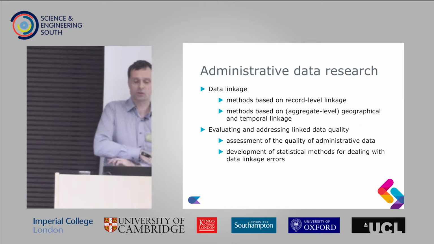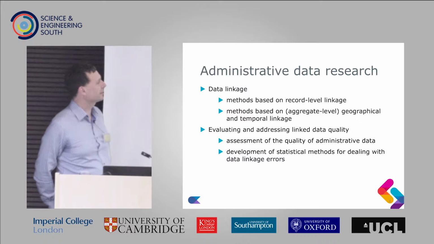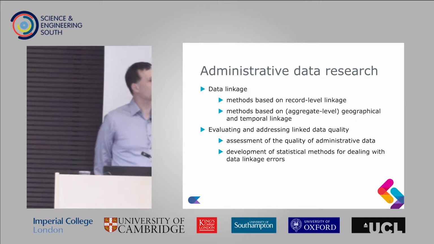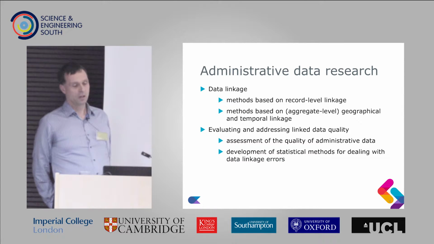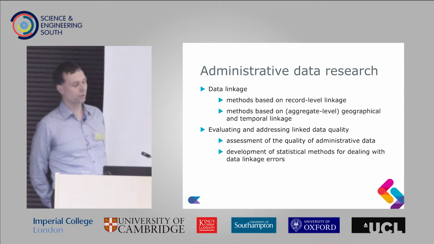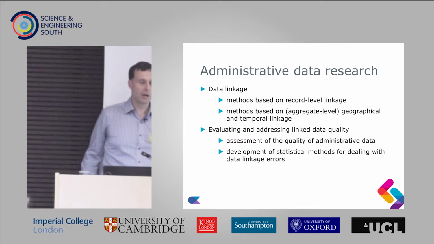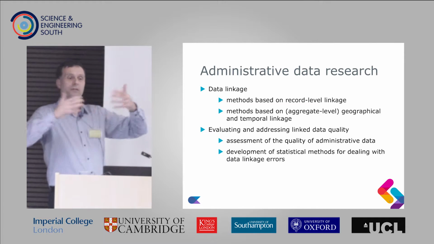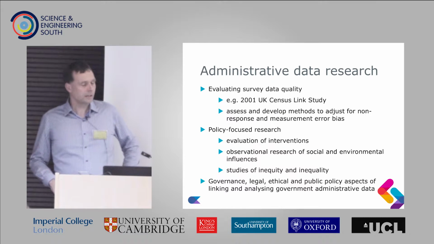Again, some more methodological research that's going on is, once you've done the linked data set, you've got to evaluate and assess the quality of the linked data set. In particular, just as people working with survey data spend a lot of time worrying about non-response and attrition, and there are various methods to handle or adjust for attrition and non-response, you need to develop methods to handle data linkage errors, to take into account that not all matches may be correct and we may miss some other matches. So that's the sort of methodological research that's ongoing.